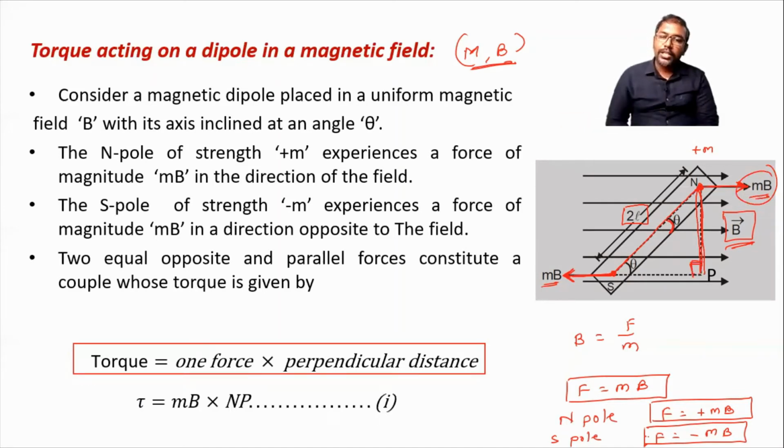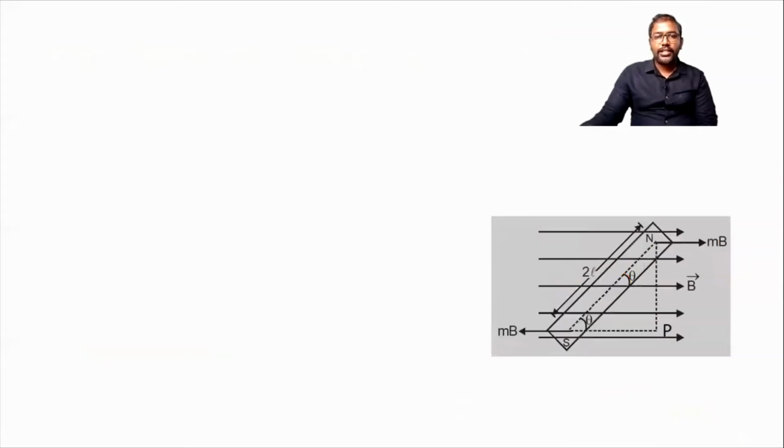So here torque is equal to MB into NP. Now this NP is the opposite side of this theta, so by using this triangle I can find out NP. NP is the opposite side of theta, so I can use sine theta. Sine theta is NP by 2L, so NP is 2L sine theta. So that we have to substitute in the next step.